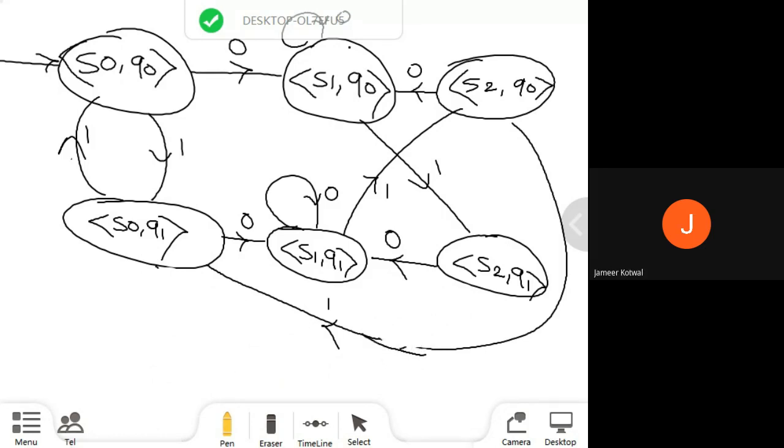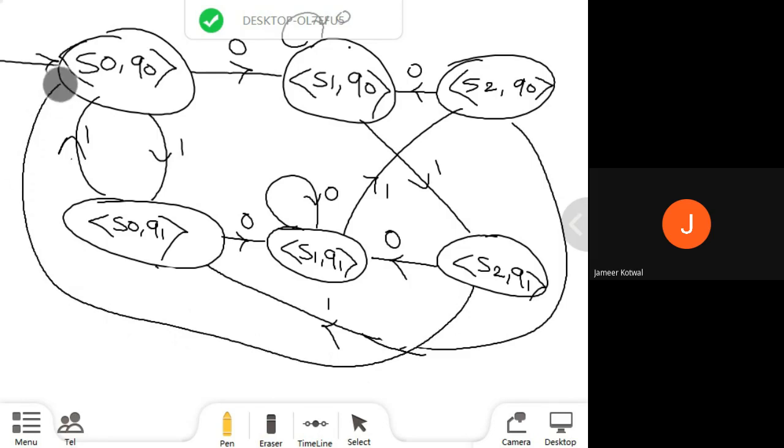S2 Q1, if I process 1, it goes to S0 Q0. So I will draw it this way so that it reaches here. Is that clear? Has everyone got it?